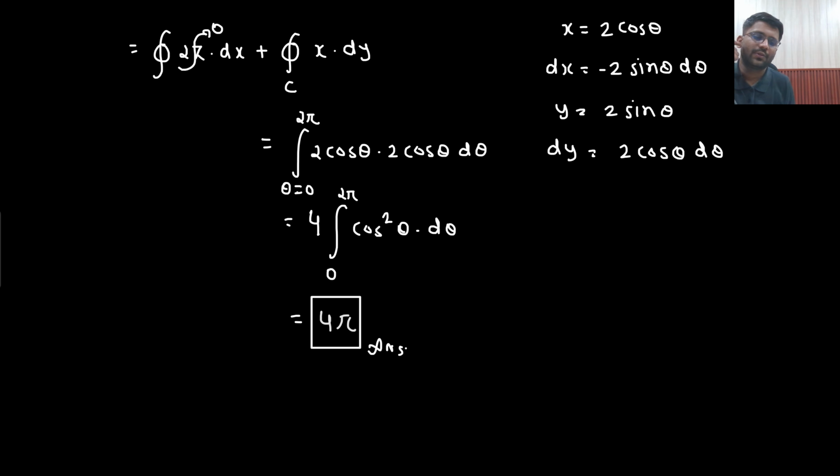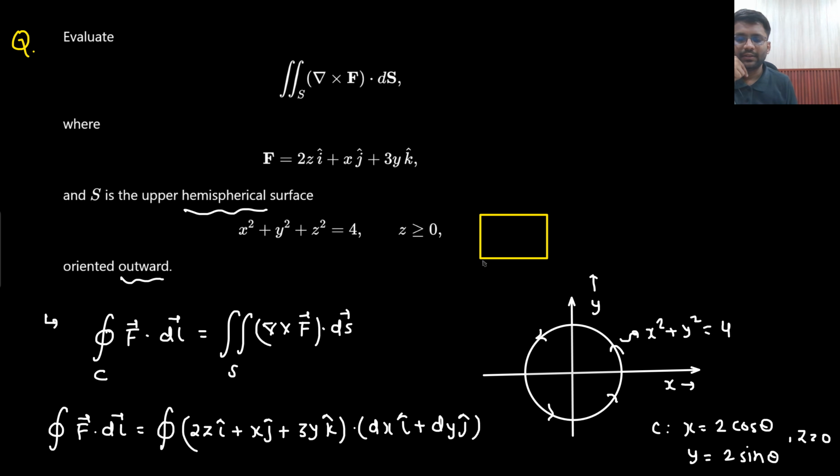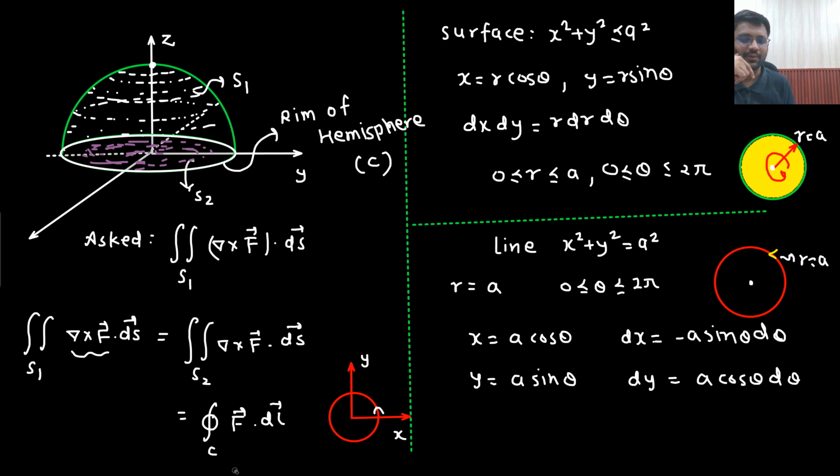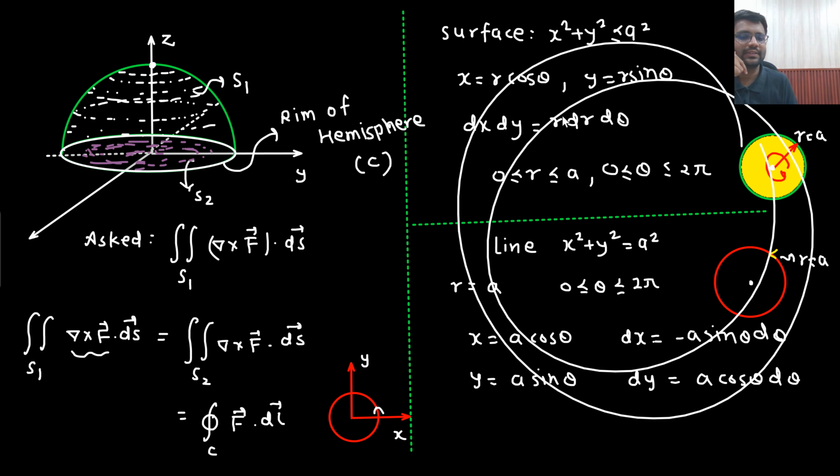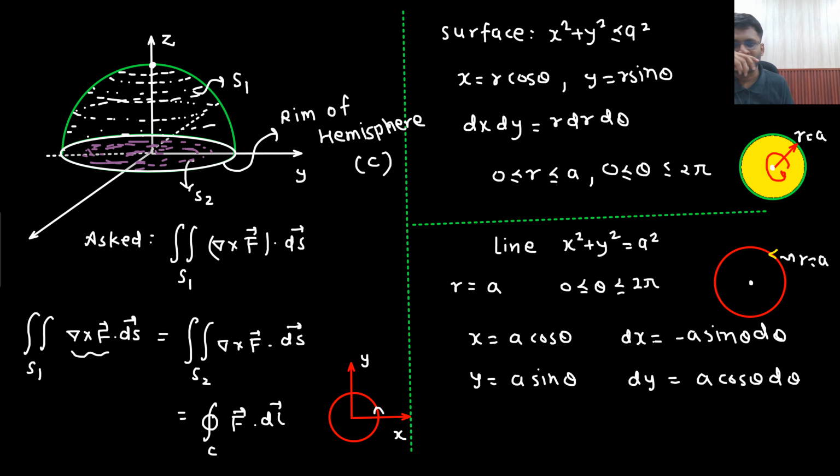Done? Say yes or no. Okay, 4 pi is the answer. This was also a very good discussion. Usually aspirants are confused in this one. They don't even know what they are doing. Someone would say that r is not constant. So this was for the surface: x equals r cos theta, y equals r sin theta, because r and theta both are varying, so dx dy would be r dr d theta. But when you are on a line, x equals a cos theta, y equals a sin theta, only theta is varying. Understandable? R is constant there.